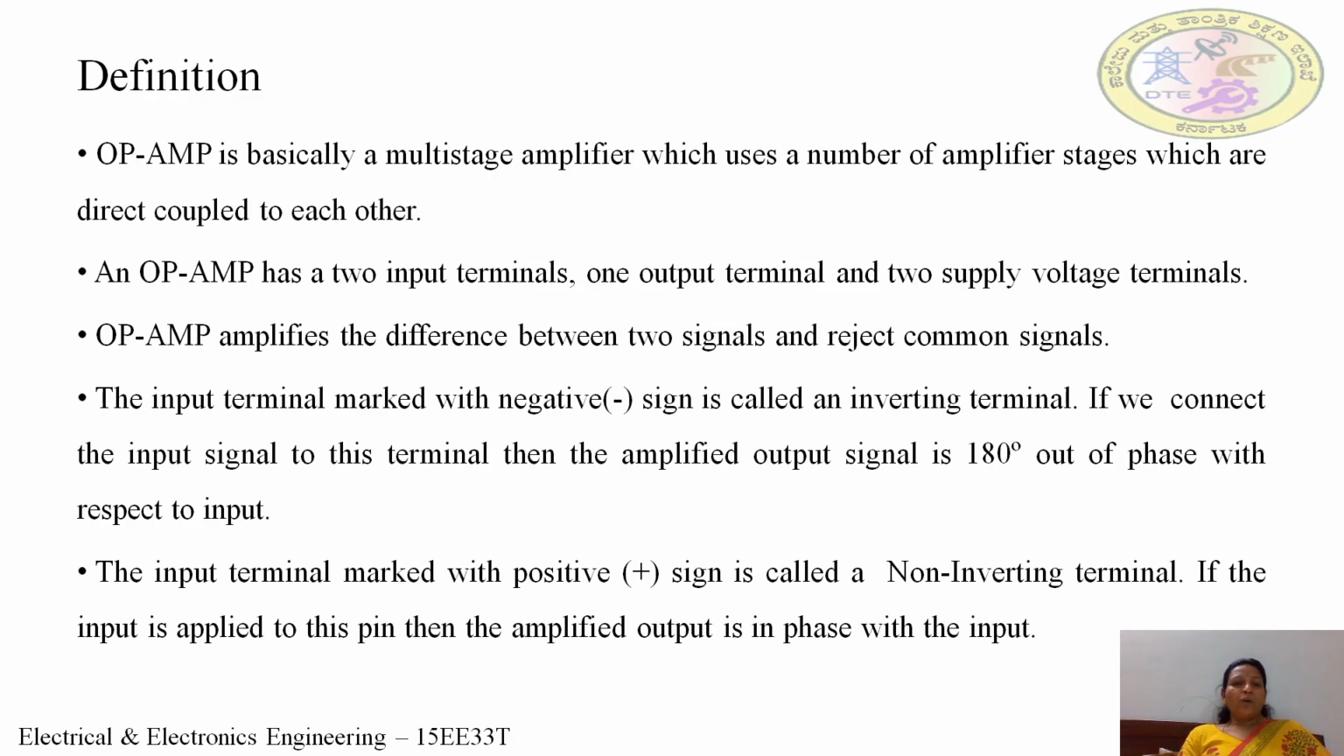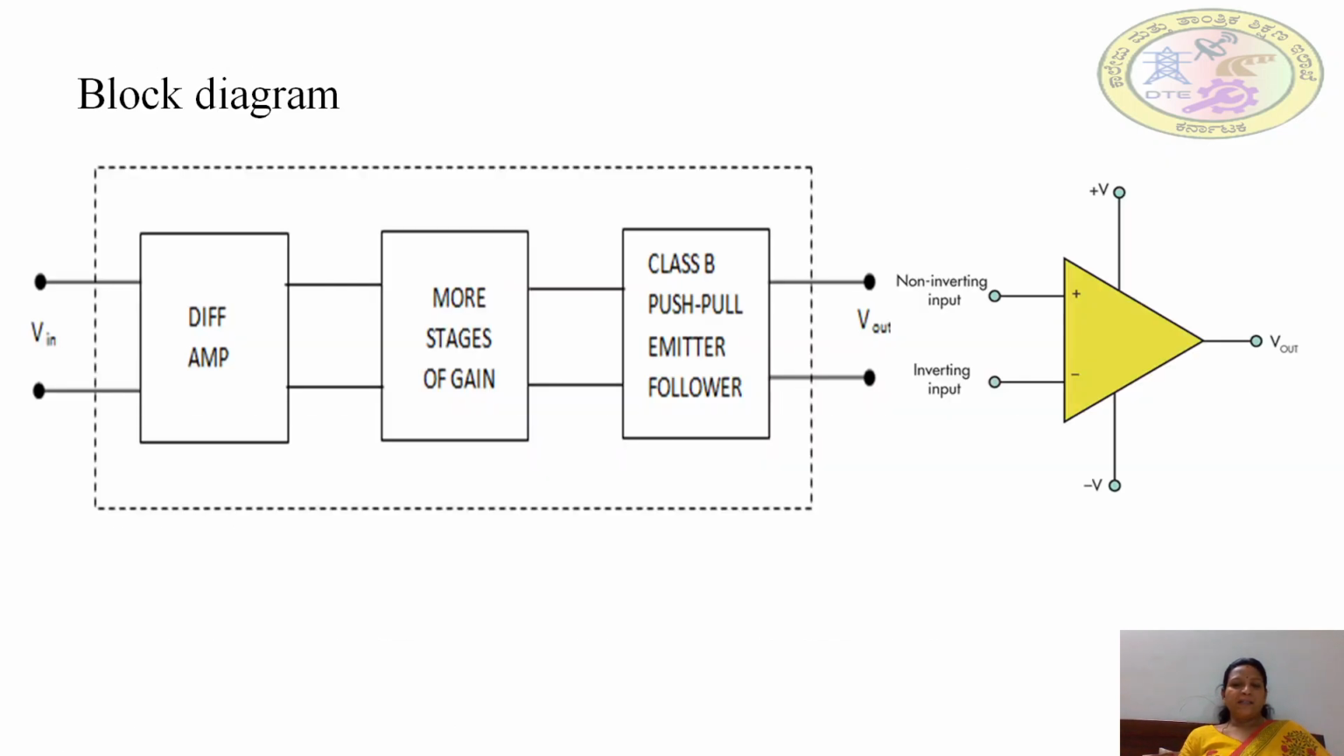So basically an op-amp consists of two input terminals, one output terminal and two supply voltage terminals. As you can see in this picture, it consists of two input terminals. One is named the non-inverting input, that is the plus symbol. The other is the inverting input, that is the negative symbol. And one output across which you get the amplified voltage or current.